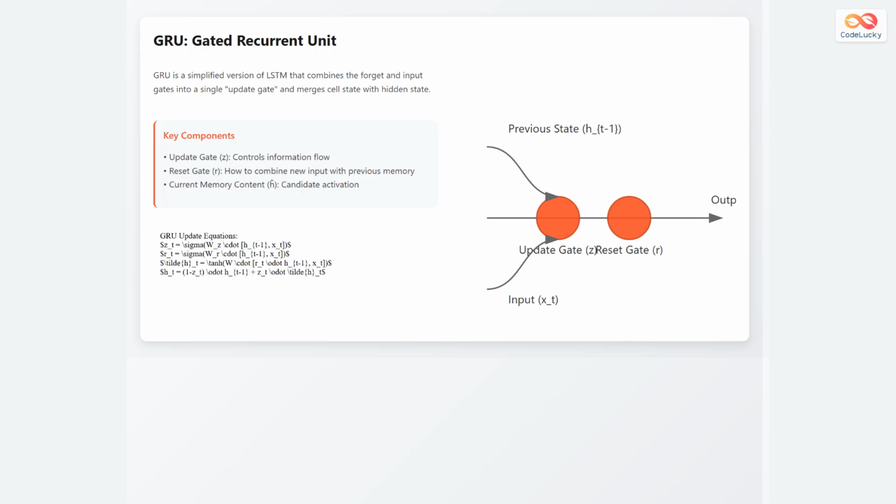Compared to LSTMs, GRUs have 2 gates, update and reset, while LSTMs have 3 gates, input, forget, and output. GRUs use a single state, while LSTMs use a cell state and a hidden state. GRUs have fewer parameters, leading to faster training, while LSTMs have more parameters, making them more expressive.